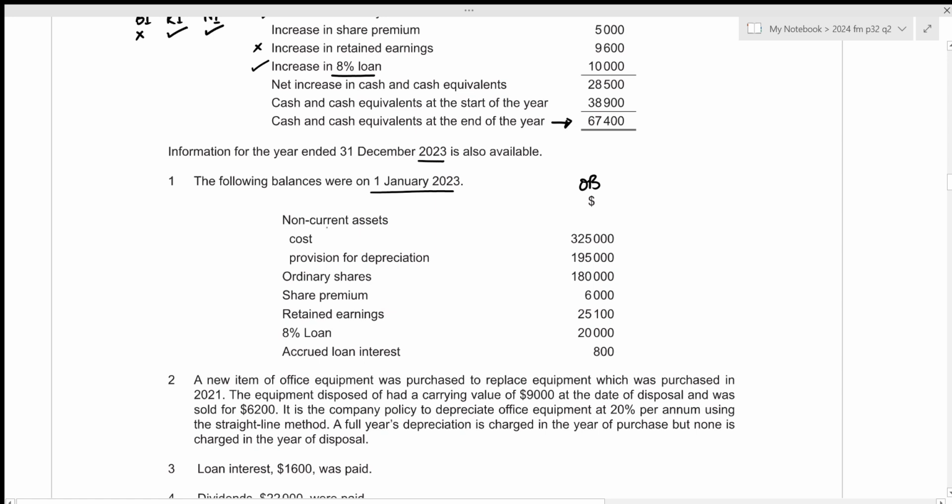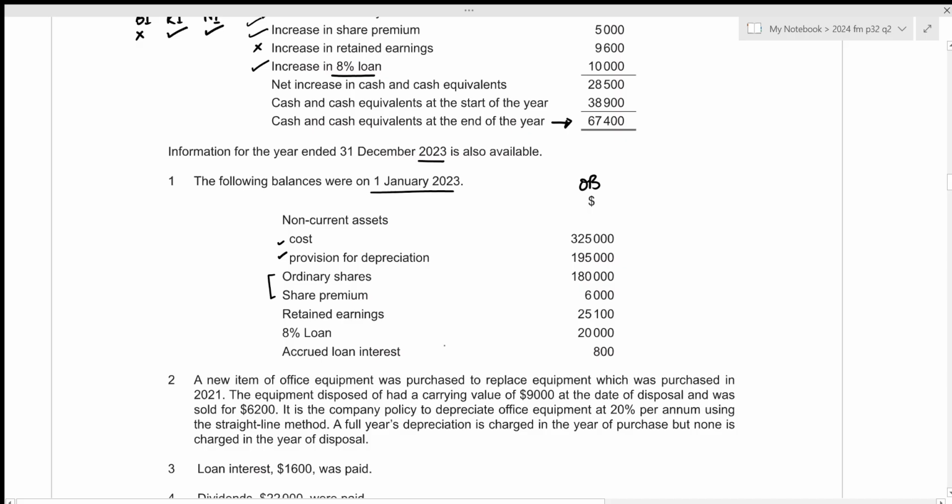We have the opening balance for non-current assets, both the cost as well as the provision for depreciation. We have the opening ordinary shares, share premium. This will be important so that we can determine whether or not this increase in ordinary share as well as the increase in share premium is due to the rights issue and new issue or the bonus issue. Then we have been given the opening retained earnings balance.